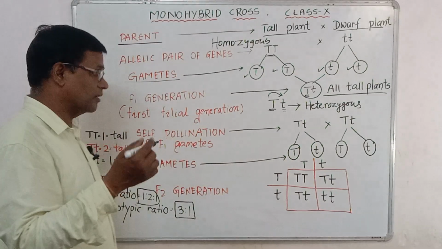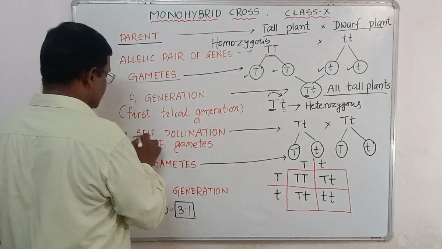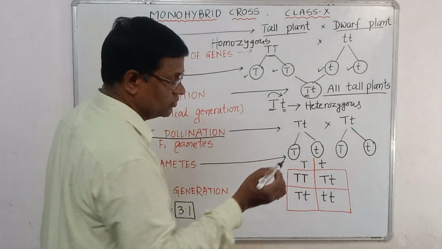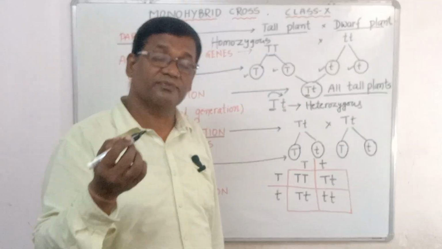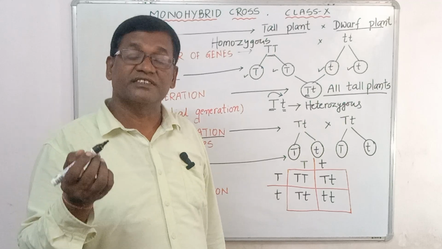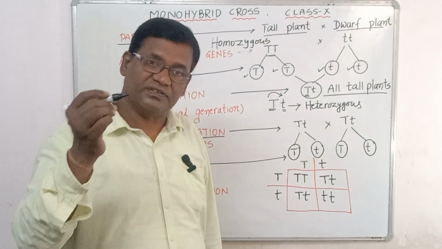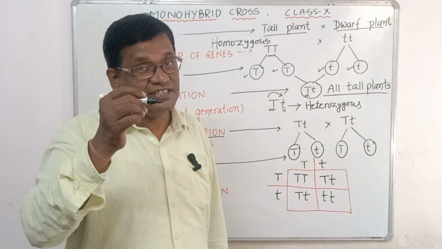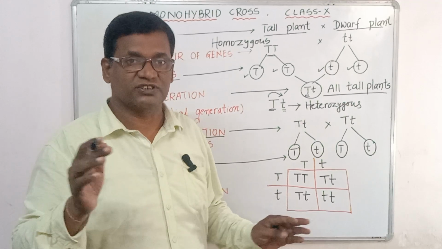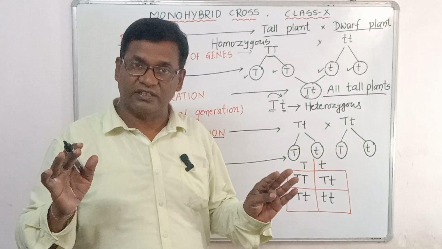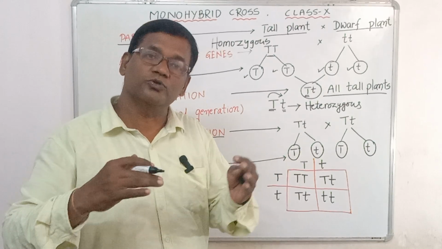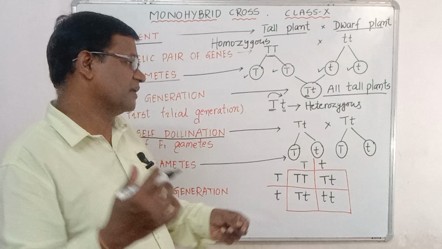Now come to self-pollination. What does self-pollination mean? Pollination means when a pollen grain falls on the stigma. The pollen grain is released from the anther and falls on the stigma. When it falls on the stigma, this process is called pollination. This pollination helps to develop or reproduce the plants.